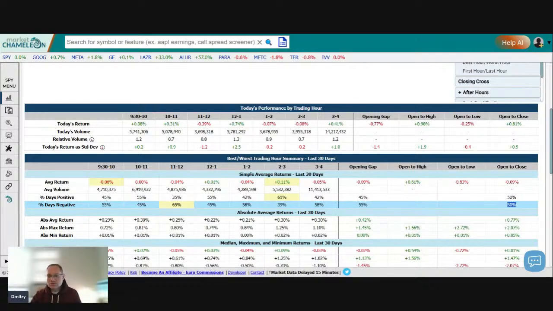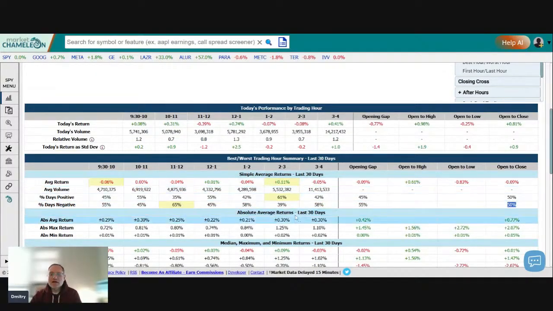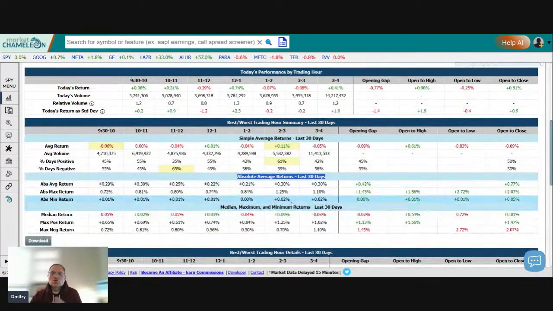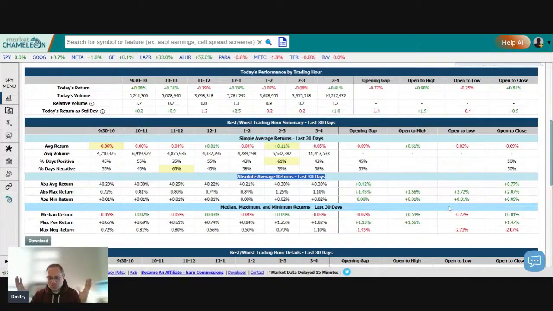in this instrument. Okay, let's now move on to the absolute average. So the absolute averages, those are looking at returns in absolute terms. It doesn't matter if it's negative or positive. That's why you have a plus or minus. It's looking at the movement, right? The volatility, up or down.